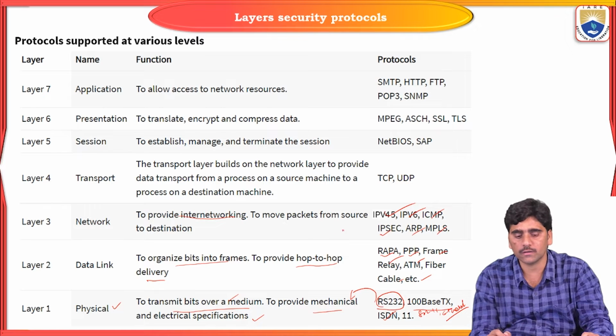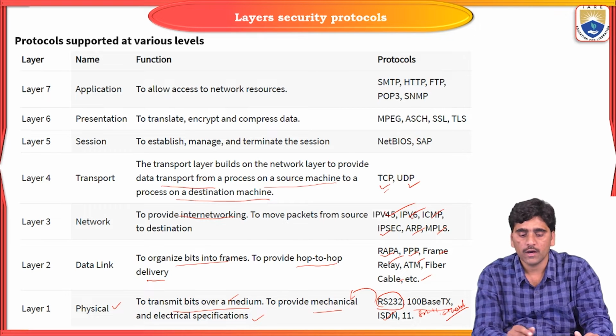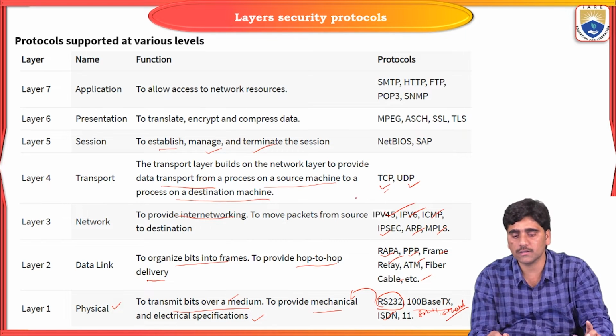And next, the transport layer. It builds on the network layer to provide data transport from a process on the source machine to a process on the destination machine. It provides the internetworking or data transmission mechanism with the help of two protocols: one is the TCP protocol and the second is the UDP protocol, that is, Transmission Control Protocol and User Datagram Protocol. And the session layer establishes, manages, or terminates the sessions after utilizing the layers.